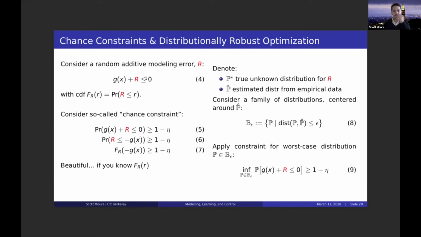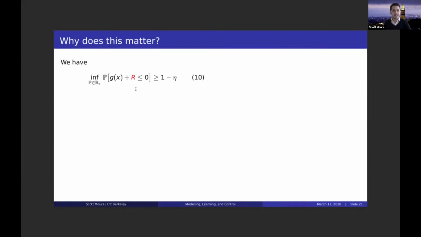Okay, so now what I can do is apply this constraint, but for the worst case distribution in this ball. That is, I can look at all the distributions in that uncertainty set in that ball, figure out which one is the worst in terms of potentially violating this constraint, and use that one. So this then leads to the following.